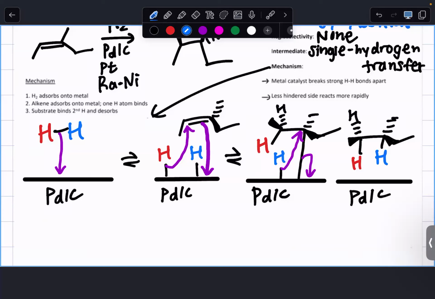So if you draw out the product and you draw them both as wedges, one as a wedge, the other one has to be wedge. If one hydrogen is dashed, the other hydrogen has to be dashed as well. This is a syn addition. Right. Okay.